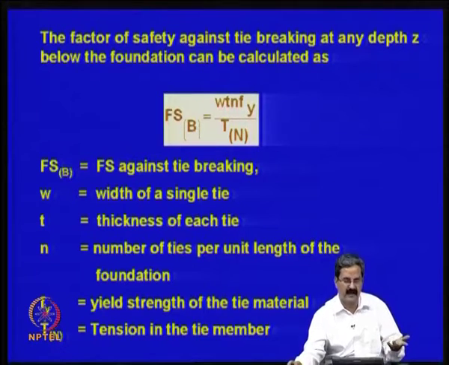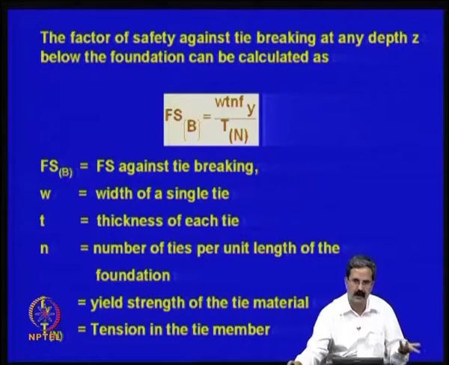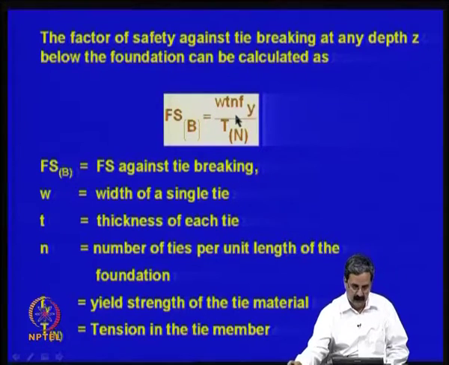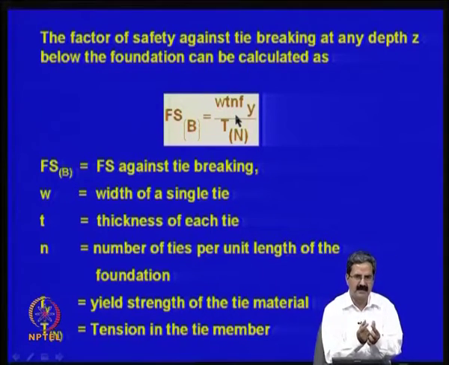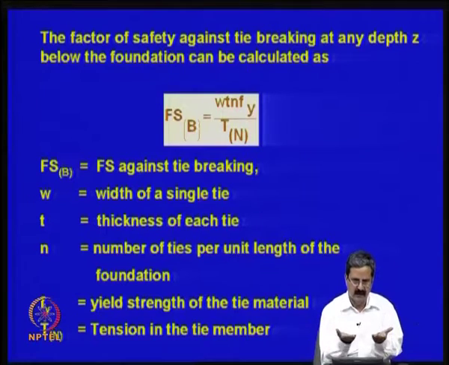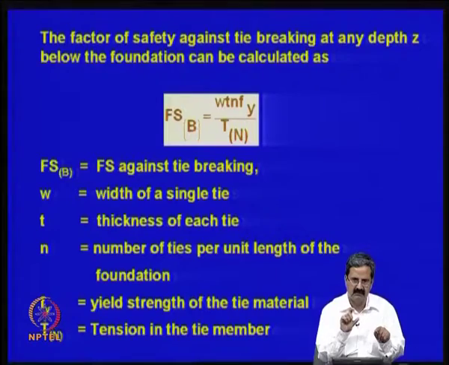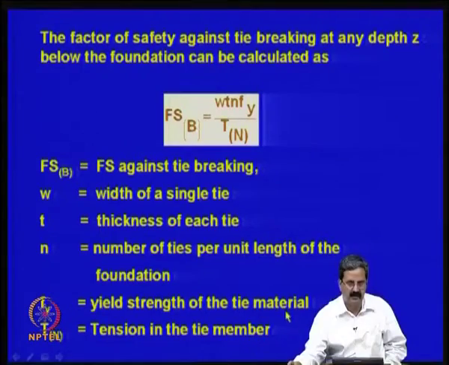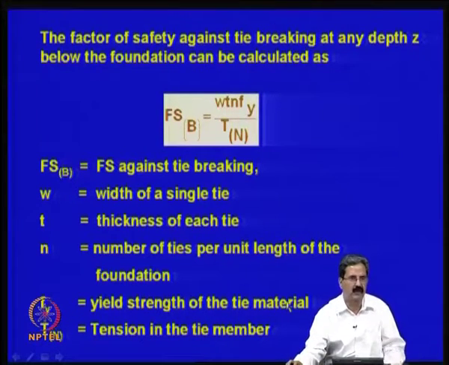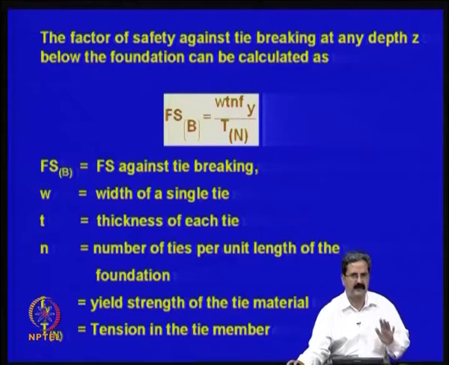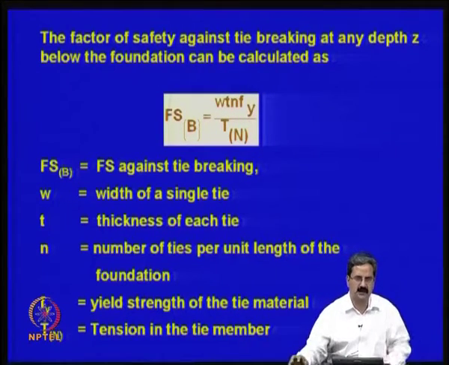So, we actually specify a factor of safety of 2 or 3 or whatever depending on the code, and you take a simple tie. Tie means a reinforcement like any steel strip. We are using an example of a steel strip here. Width into thickness will be the reinforcement element. N is the number of elements. Fy is the tensile yield strength of the tie material. So, if it is steel, you have to take that value. If it is a geogrid, you have to take that value. If you want to put timber, take that value. Timber reinforcement also is possible, right.